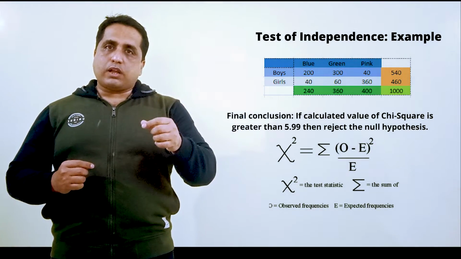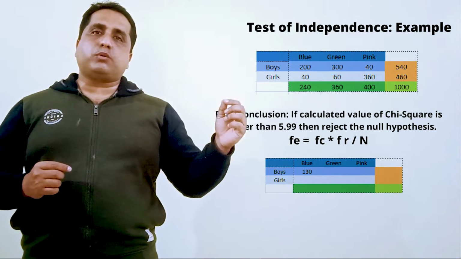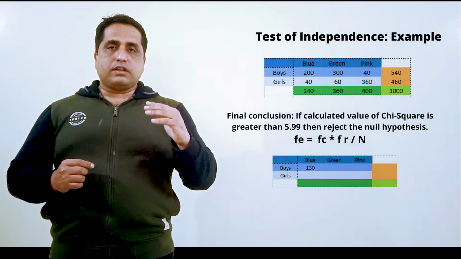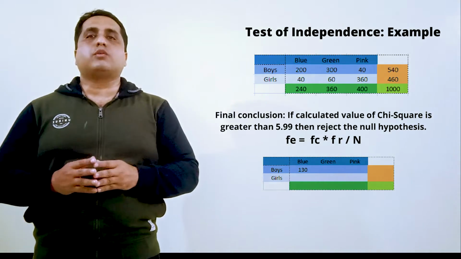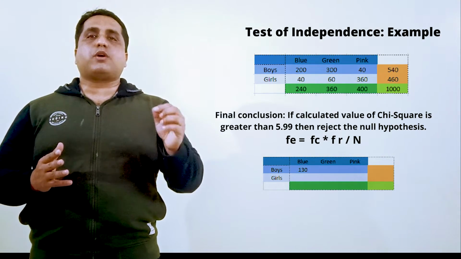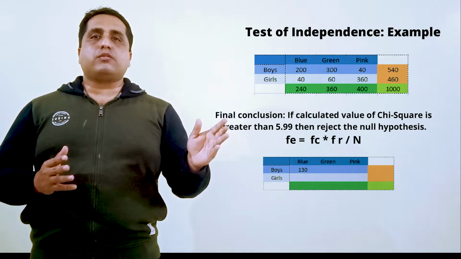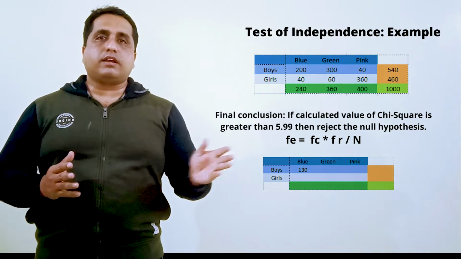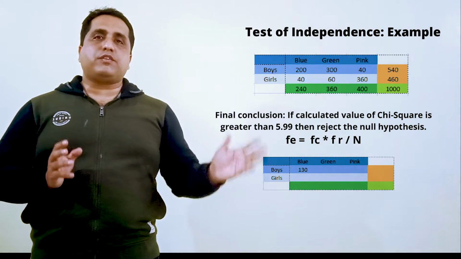Now the formula to calculate expected value is the row total into the column total divided by the total number of observations. For our first cell, the row total is equal to 540, whereas the column total is equal to 240. Now for the first cell, the expected value comes out to be 240 into 540 divided by 1000, equal to 129.6 or 130. Similarly, we would calculate the expected value for the rest of the 5 cells.